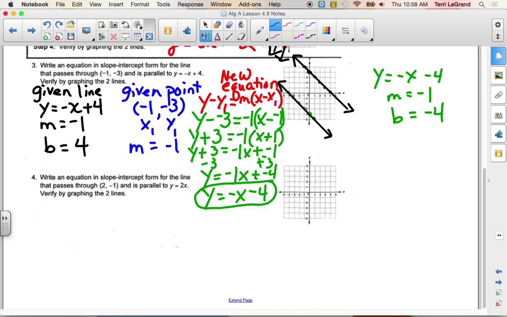Does it go through the ordered pair -1, -3? Yes. Okay, so I'm going to put it in red on here, -1, -3 is that point right there, isn't it? And it's going through it.